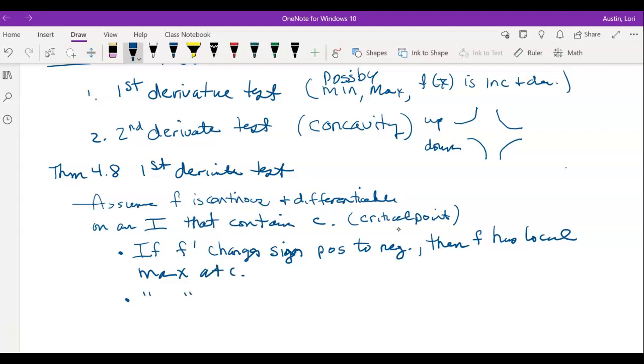Okay, so if f prime changes sign from negative to positive, we're going to do the same thing, but now it's changing sign. It has a negative slope, it's going down, then all of a sudden it switches and has the positive slope. What do you have? A local minimum.